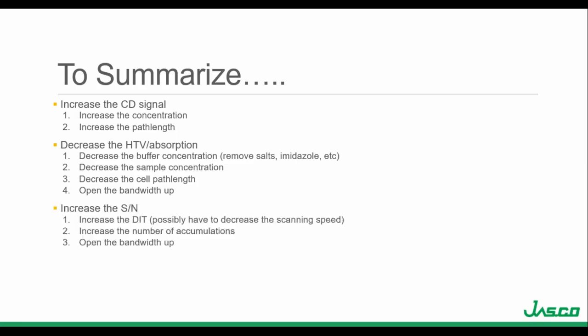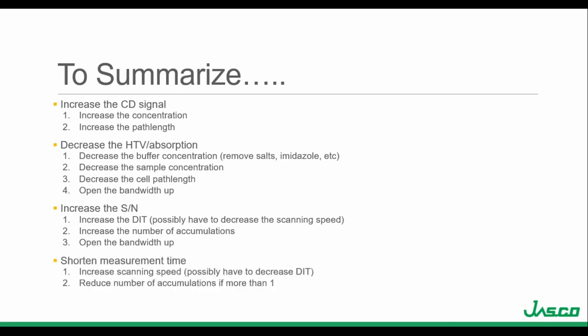To increase the signal to noise of the spectrum, you can increase the DIT, which possibly means you have to decrease the scanning speed, increase the number of accumulations, or open the bandwidth. And to shorten the measurement time, you can increase the scanning speed, which means you possibly have to decrease the digital integration time, or reduce the number of accumulations if there are more than 1.